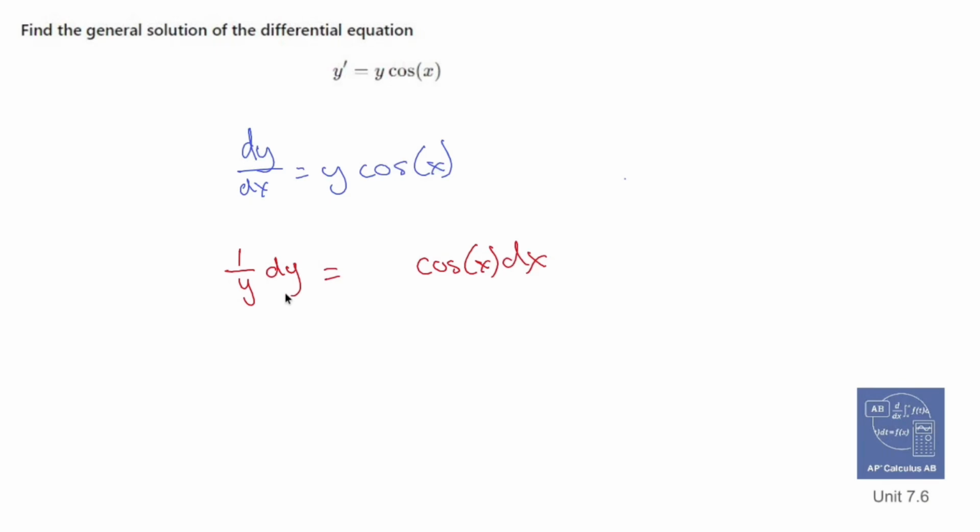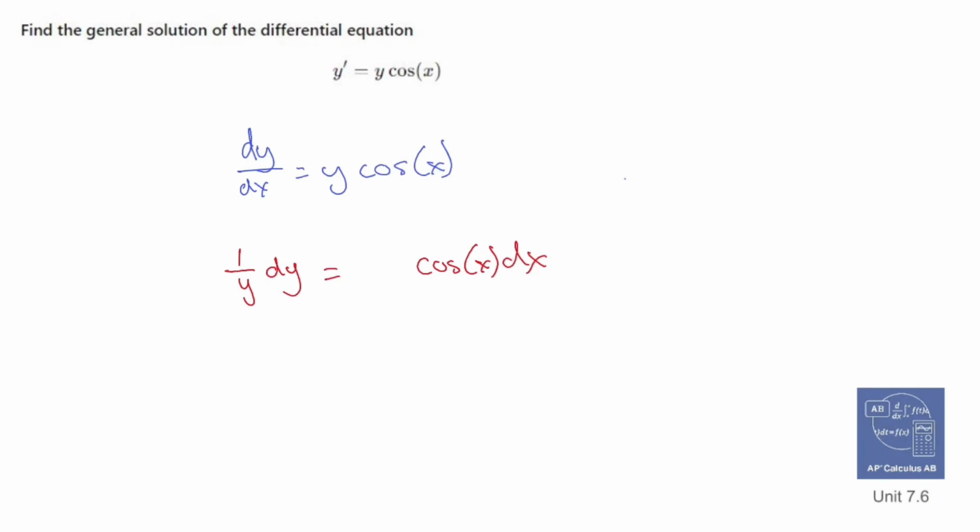Find the general solution of the differential equation y prime equals y cos x. Now, I'm going to turn y prime into dy/dx. Looks better. Y cos x. I'm going to multiply both sides by dx and divide both sides by y at the same exact time to separate the variables. So if I multiply both sides by dx, the right side becomes cosine x dx. And if I divide y from both sides, I get 1 over y dy.